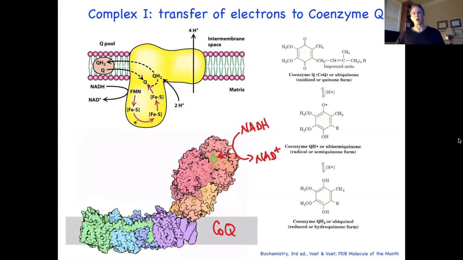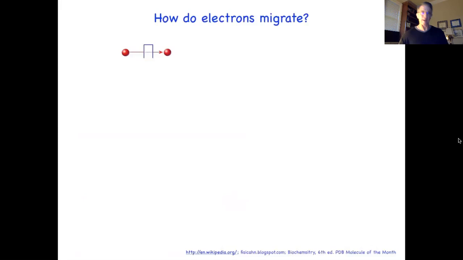Okay, so to address that question, we've really got to think about a couple of things. How does electron transfer work? Number one, in a general sense, and in systems like this. And then how could proton transfer actually work? How could directional movement of protons actually work? Okay, so think about that. Let's think about electron transfer first.